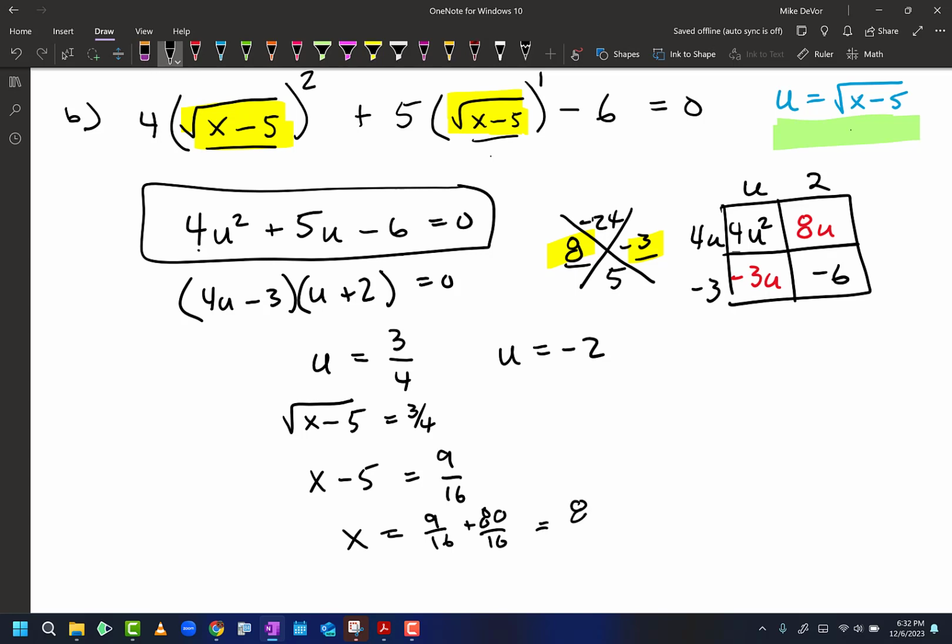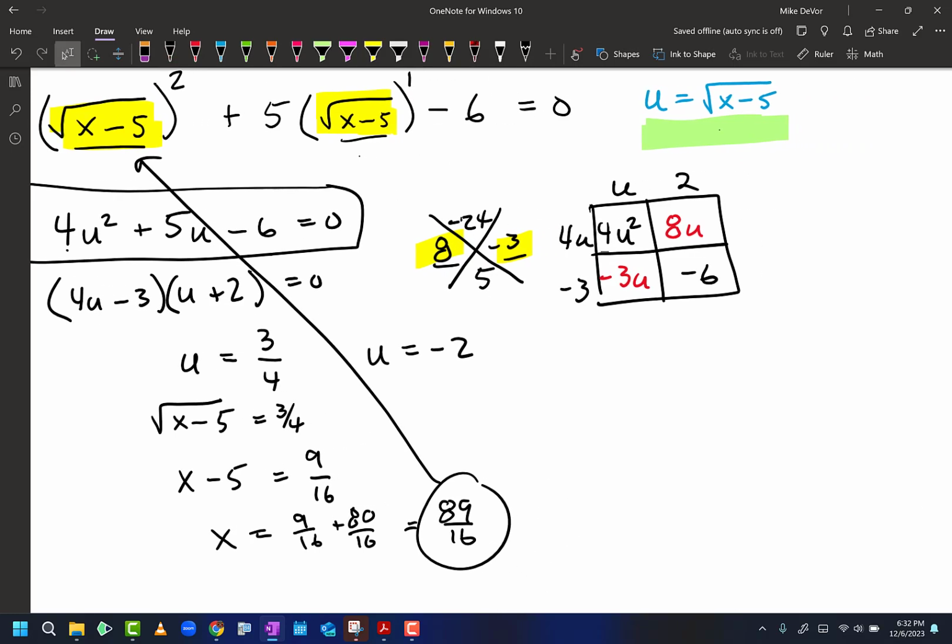So that's going to be 89 over 16. I want to double check to see if that makes sense, and it does. Okay. Now we still have this one here. We have our other solution.